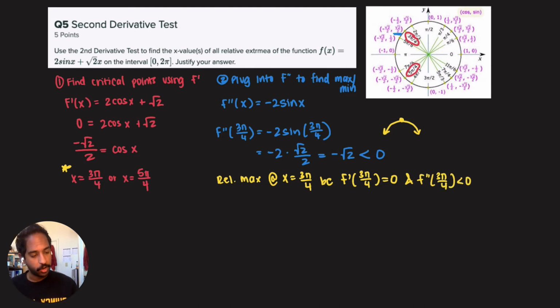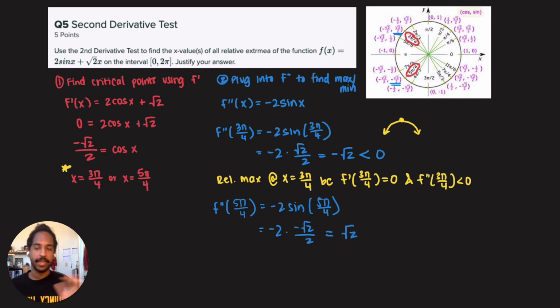Now, what about at our other point? Let's figure out what's going on there. F double prime of 5 pi over 4 equals negative 2 sine of 5 pi over 4. Again, we're going to look at the y value. So here that's negative. So negative 2 times negative root 2 over 2. This is going to give us positive root 2, but again, it doesn't really matter. What we need to notice is that it's negative times negative, which will give us a positive value.